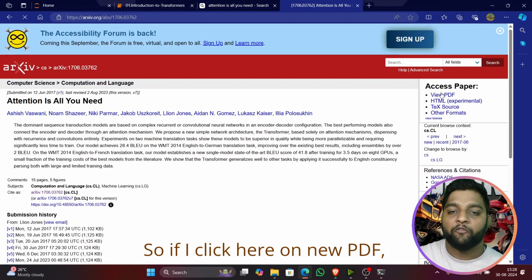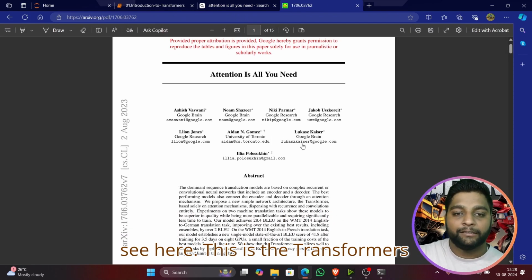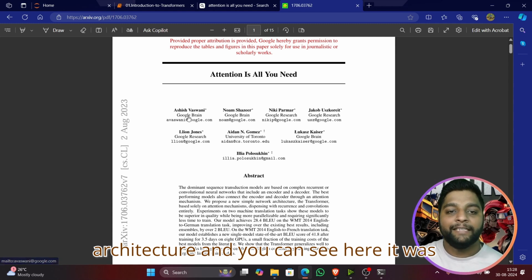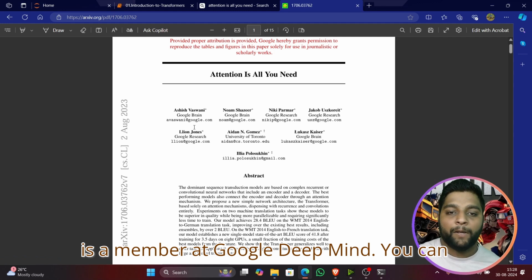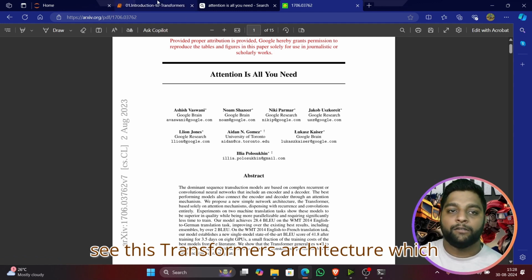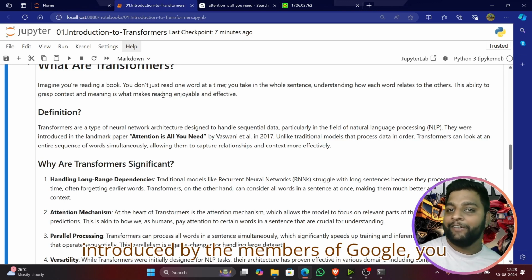So if I click here on view PDF, immediately I'll get this PDF. You can see here, this is the transformers architecture, and you can see here it was introduced by Vaswani, and she is a member at Google DeepMind. You can say this transformers architecture which you all are seeing was mainly introduced by the members of Google.